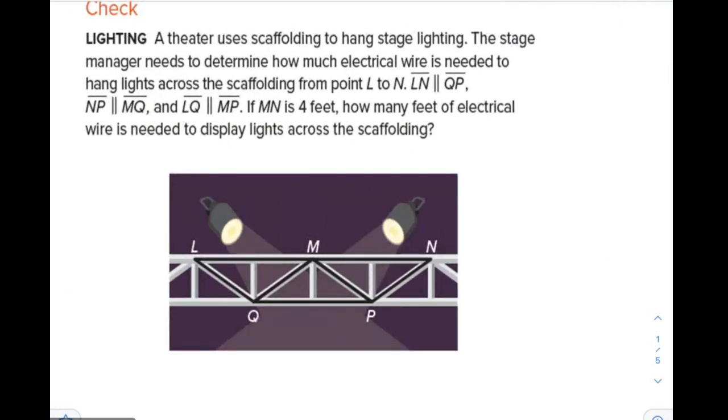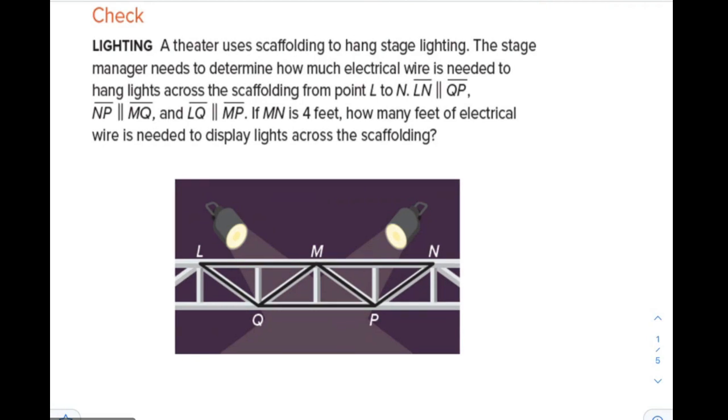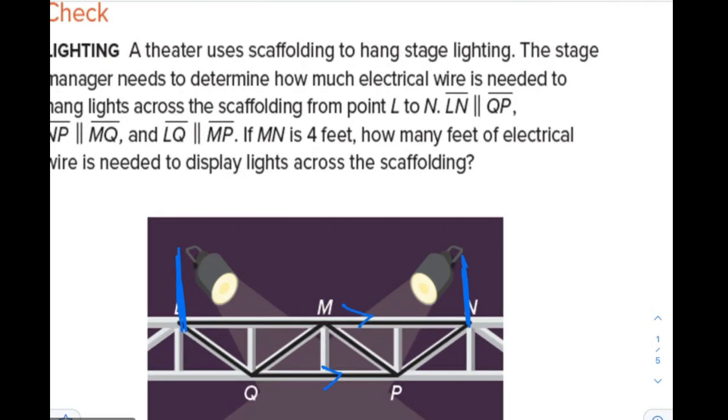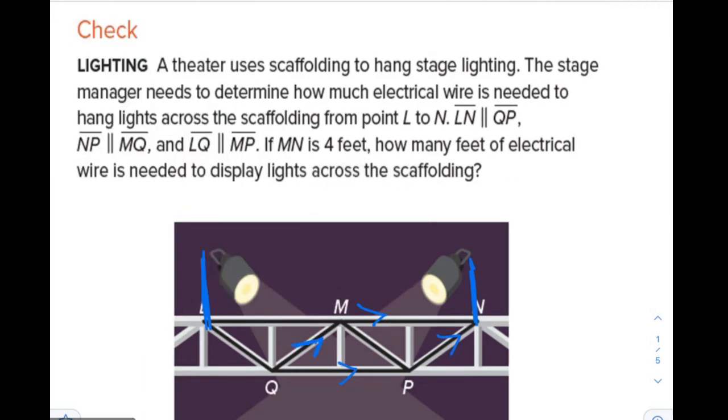We have here a theater that uses scaffolding to hang stage lighting. This is a real life application. The stage manager needs to determine how much electrical wire is needed to hang lights across the scaffolding from point L, from here, to point N. Knowing that LN is parallel to QP. Also, we have NP is parallel to MQ. We have also LQ, which is this one, is parallel to MP. So we have a set of parallel lines here.